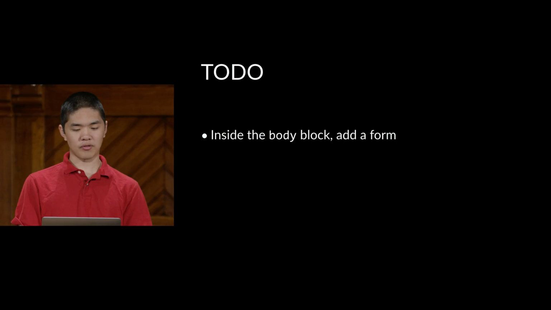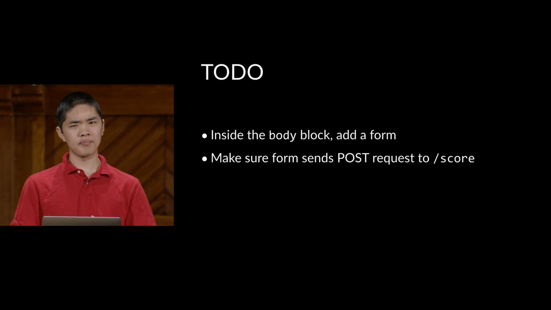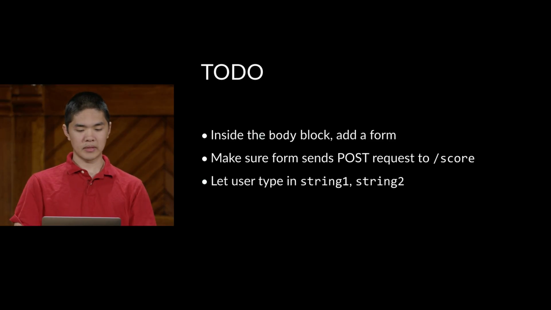Let's now take your edit distance algorithm and bring it to the web. You'll write in index.html a form. And here's what you'll have to do inside of this form. Inside of the body block of index.html, you'll want to add an HTML form, where that form will send a post request to the route /score.